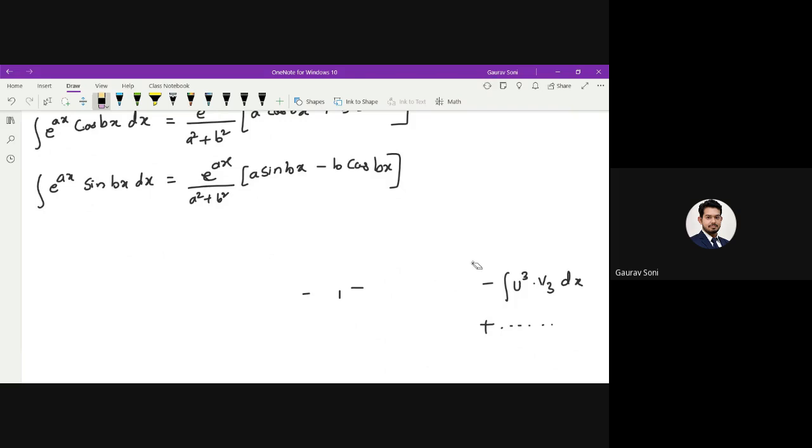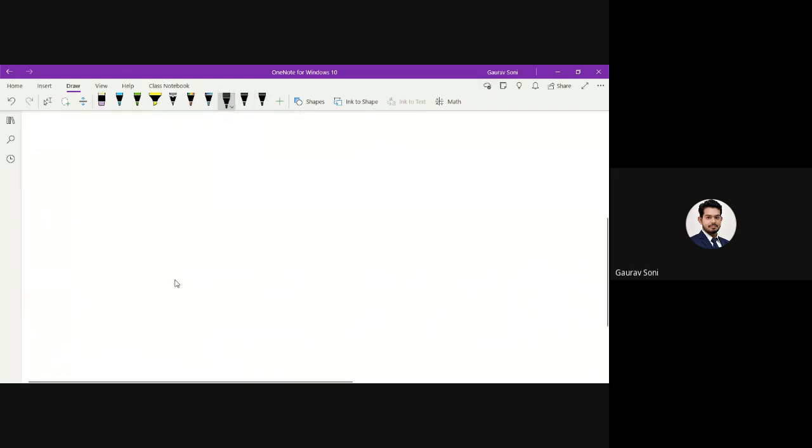There are a lot of other tools also, but I'm not going to introduce you to the other tools of integration, gamma, beta, reduction formulas. I'll try to keep it simple, as I said.